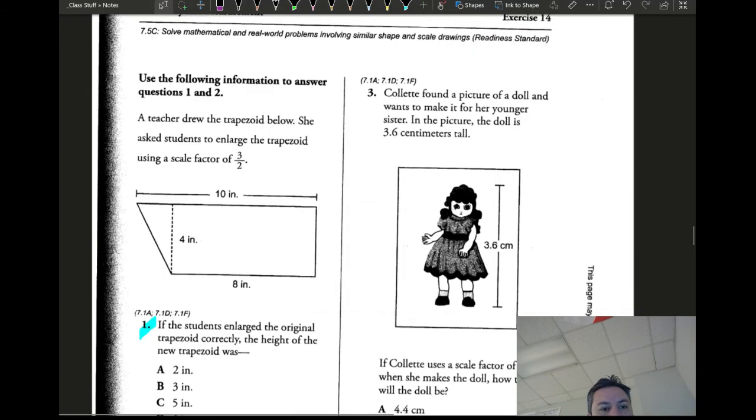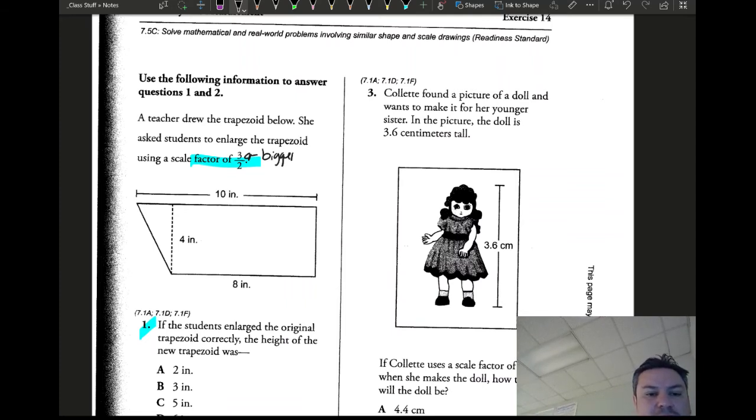Okay, we're looking at this figure. The scale factor is 2/3. The teacher drew a trapezoid below. She asked the student to enlarge the trapezoid by the scale factor of 3/2. So we're going to make a bigger one. How do I know it's a bigger one? Because I have an improper fraction right there. Okay? Plus, it also says enlarge. That's going to get bigger.